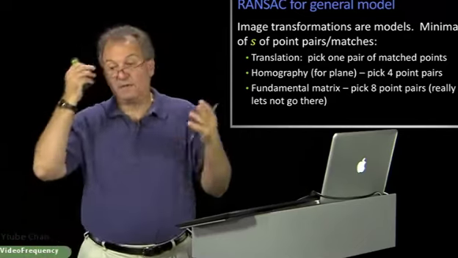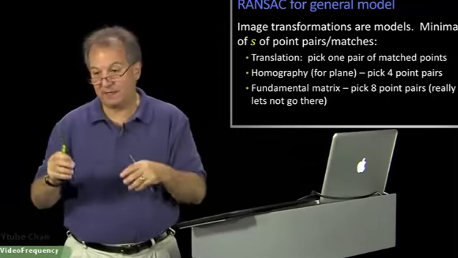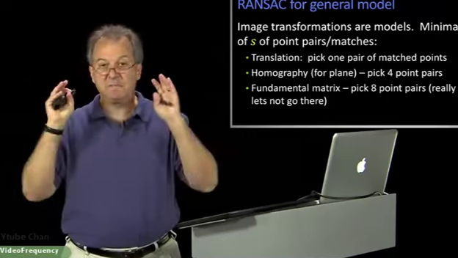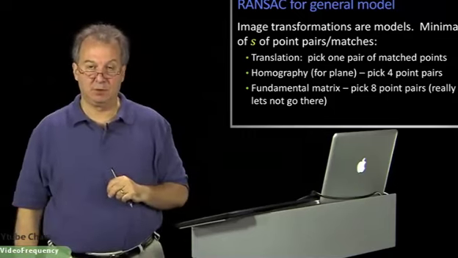So the idea is, for a translation, I need 1 pair. For a homography, I need 4 pairs. For a fundamental matrix, I need 7 or 8 pairs. This is the minimal set that it takes to compute these things.